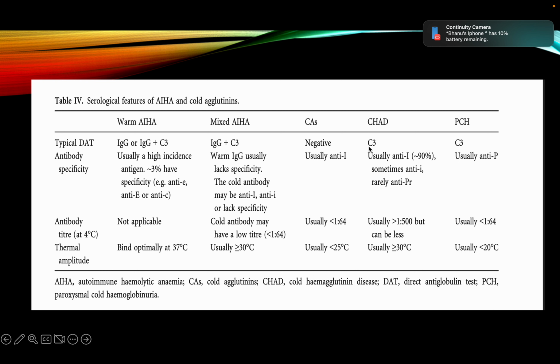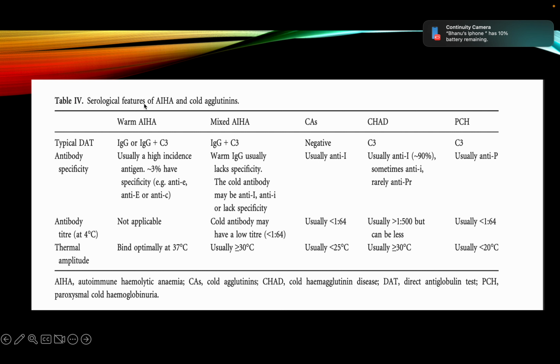So this is one more. They can bind C3 only, and IgM will be positive. This is paroxysmal cold hemoglobinuria, that is a C3 related anti-P antibody. Their antibody titer is generally less than 1:64, and usually less than 20 degrees Celsius is their thermal amplitude. This is especially in the case of children. After that, you should check for Donath-Landsteiner antibody. In them, that will be positive because C3 is binding. So these are the most important things.